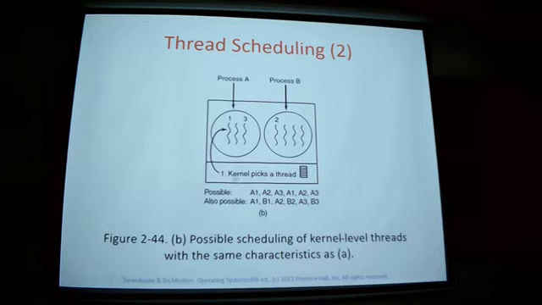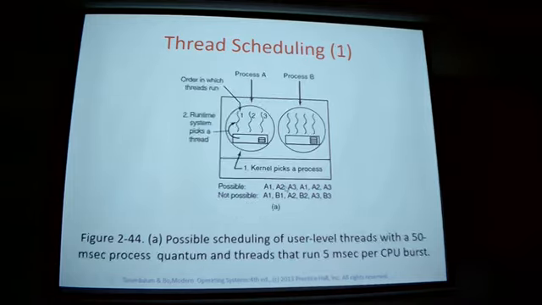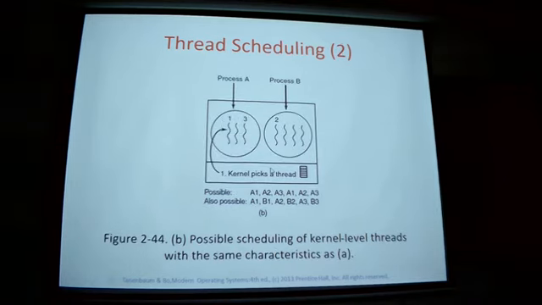Because the kernel can directly pick a thread. So the difference is obvious.